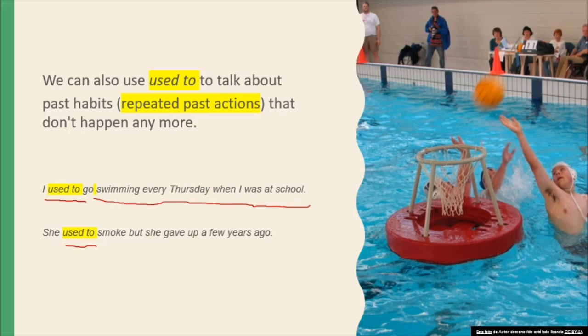Entonces, cuando hablemos de una acción que solía ser una rutina en el pasado, obviamente, también podemos usar used to para acciones que tenían cierta repetición. I used to, yo solía ir a nadar cada jueves, cuando yo iba a la escuela, cuando estaba en la escuela. Entonces, aquí tenemos used to go. She used to, ¿qué solía hacer esta persona? She used to smoke. Ella solía fumar, pero ella lo dejó unos años atrás.